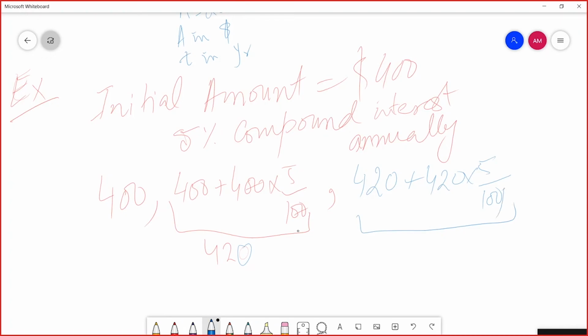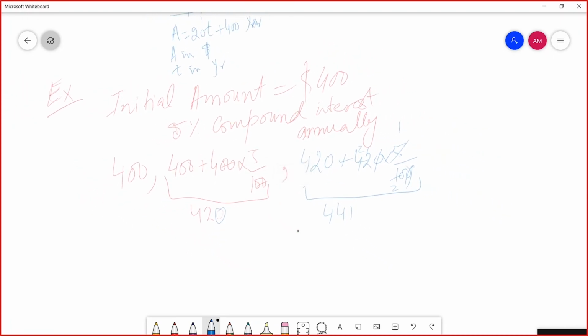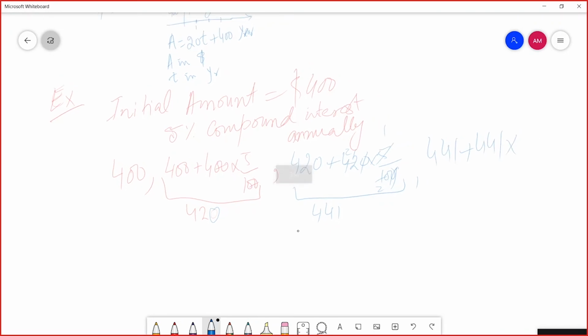This 0 gets cancelled with this 0. 5 1s are 5, 5 2s are 10, and this becomes 21. So now you have 441. Do you understand this? Yep. And what would be the next? So next year it would be 441 plus 441 times 5 over 100, right? Yep.